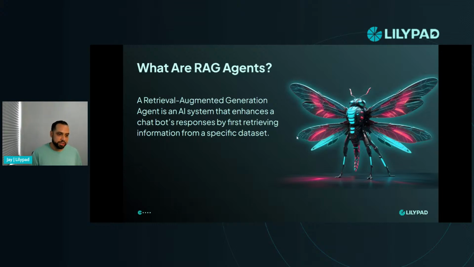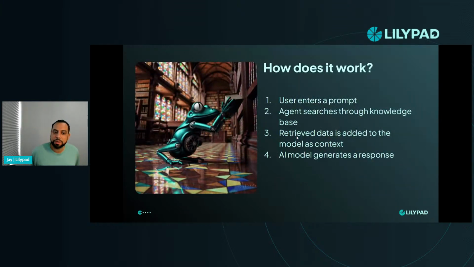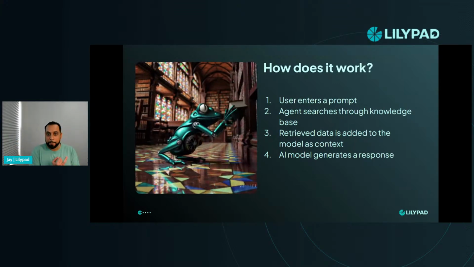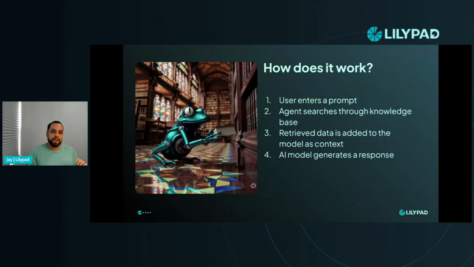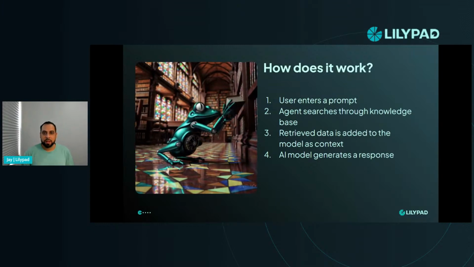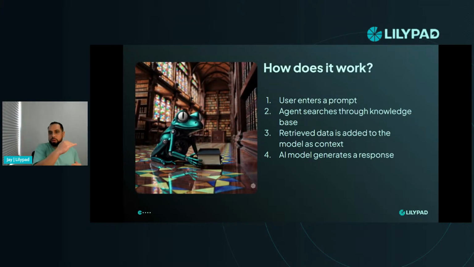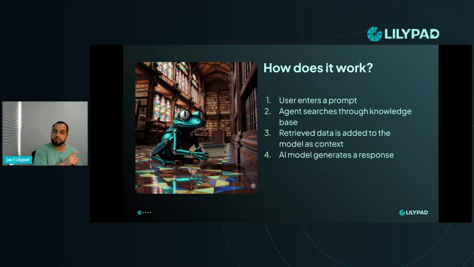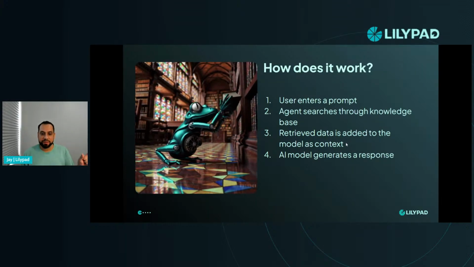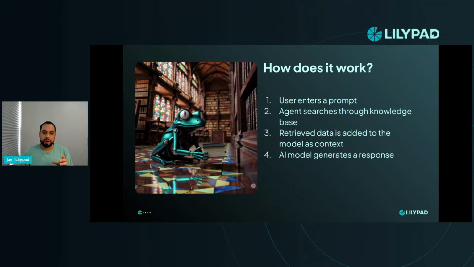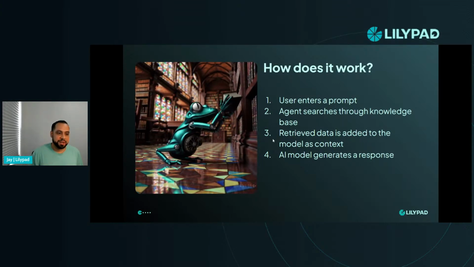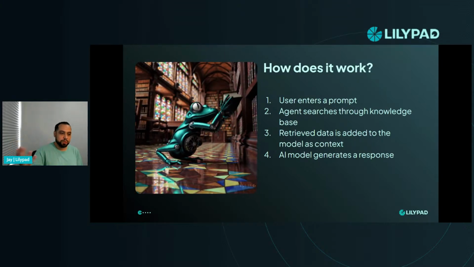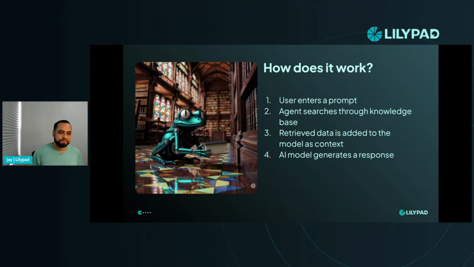Let's see how this works step by step. A user enters a prompt. The agent searches through the database. It can be PDF files, text files, or an actual database. The point is you take your data and make it available to this AI agent. When you enter your prompt, it searches through that knowledge base, retrieves the data that's specific to your request, and then generates a response. It's kind of like a digital librarian, right? It searches through the information it has available and then retrieves something valuable to you.